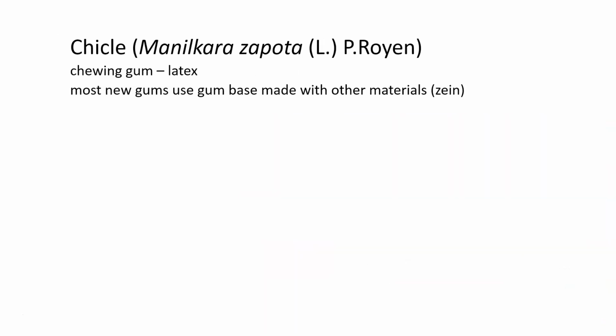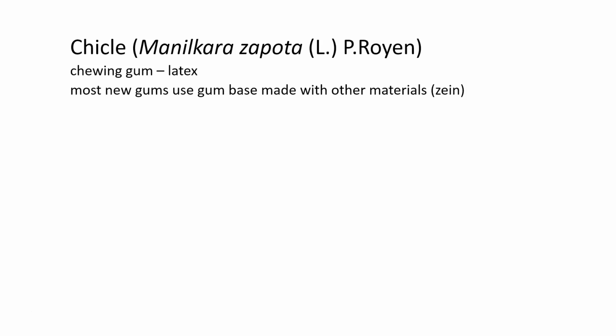We have what is called chicle. Chicle is chewing gum latex. The original material that they used to make gum was chicle. Since then, we have come up with new gum bases. Normally, the new gums use a base that is made up with other materials, which could include plastics. It could include zein, which comes from corn. This basically cheapens the cost. It also allows for a material that works approximately in the same way.